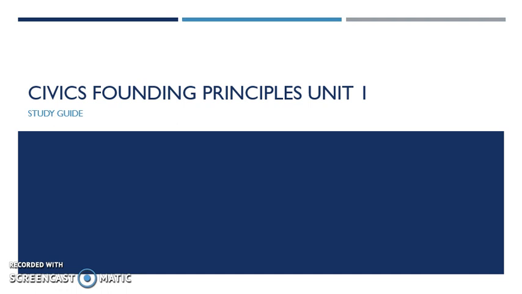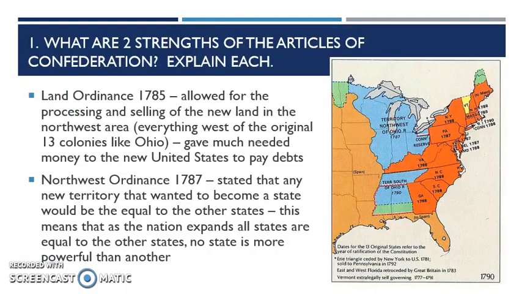the answer, okay? First question you had: what are the two strengths of the Articles of Confederation? And you had to explain each. The Articles of Confederation is the first government of the United States. Being that it's the first, it's not necessarily the greatest, but they did have two good things, two strengths that it actually did.